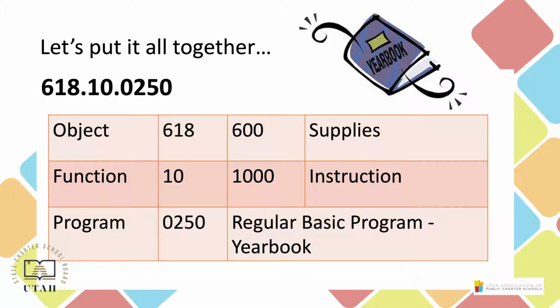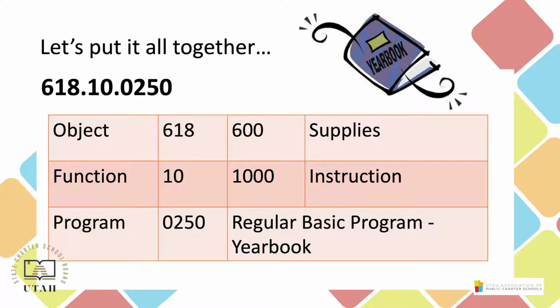618 is not on the state's chart of accounts, but that's okay because as long as we do not go less restrictive than the state, we can go tighter. We selected function 10 for instruction. This is because yearbook is a class as well as a product, and then program 0250 for the state's designation of yearbook class. Let's look at another example.